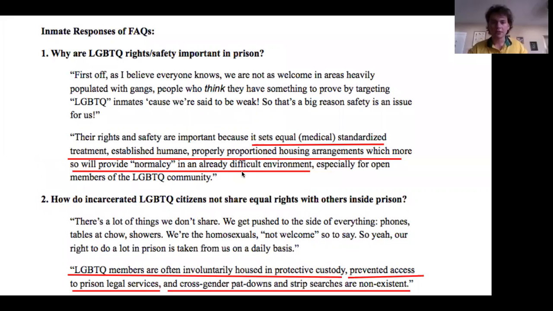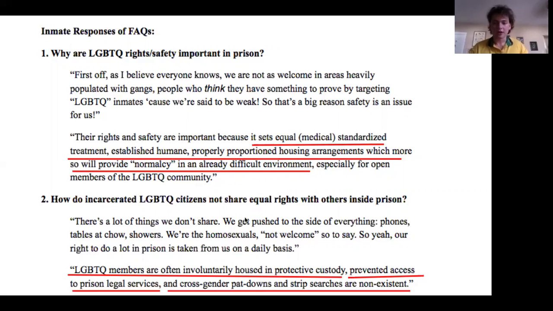So why are LGBTQ rights and safety important in prison? Their rights and safety are important because it sets equal medical standardized treatment, establishes humane, properly proportioned housing arrangements, which more so will provide normalcy in an already difficult environment, especially for open members of the LGBT community. How do incarcerated LGBTQ citizens not share equal rights with others inside prison?